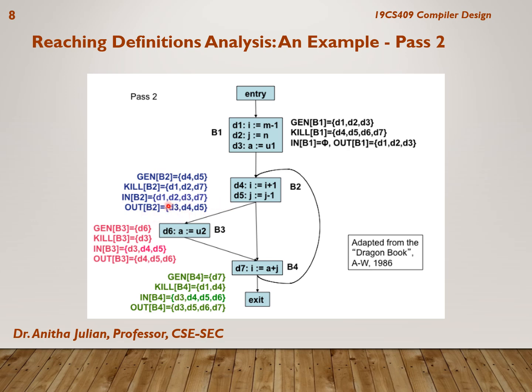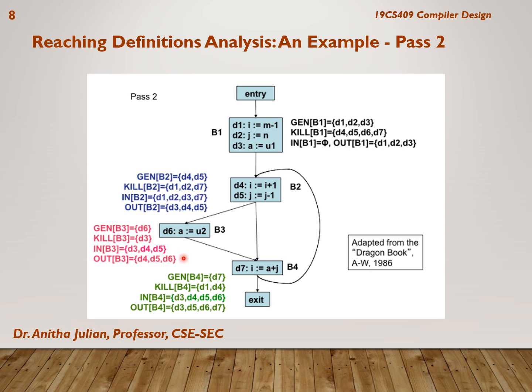What about in? In is changed now. In is whatever is coming inside B2. So that is D1, D2, D3 from B1, and there is an arrow here which is bringing D7, so D7 is also included. And out is now whatever is getting generated, along with whatever is not reassigned, which we also have to take. See, from B1, A is not reassigned here, so that has to be carried forward. The flow of data is like this. So we have D3, D4, D5 from here, D3 from B1. That is the difference in pass 2. In pass 2 we have to consider this flow.